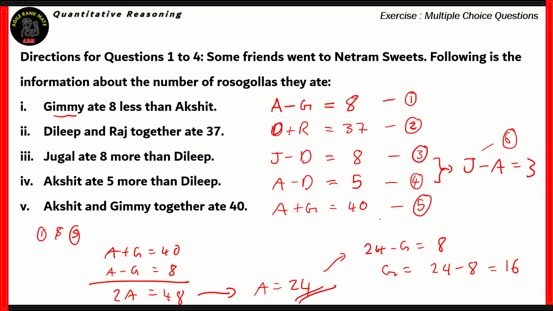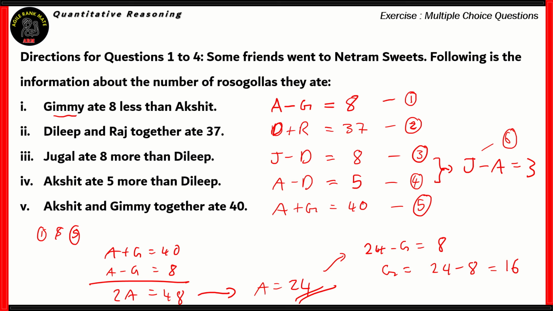Now that we've got Akshit and Gimme, let's look at the others. According to equation 4, Akshit minus Dilip is equal to 5. So that means Akshit ate 5 more sweets than Dilip.